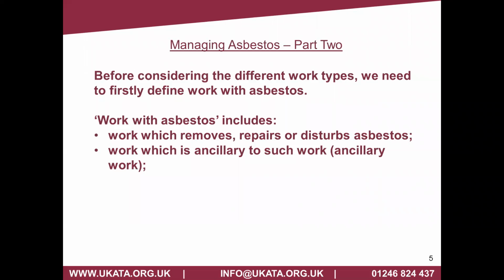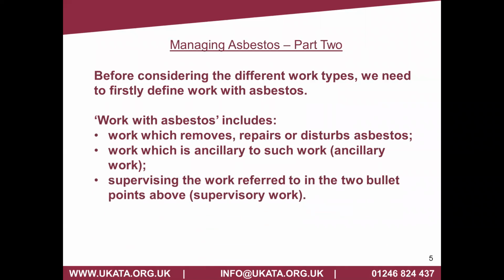There is also a definition of ancillary works. An example of that would be scaffolders. So the scaffolder is working with, say, a licensed contractor, erecting a scaffold to assist in the asbestos removal work. So they would, in some cases, need to have a license to do that type of work. And then the final one on the screen is supervision. So an organisation supervising works also has to have what's called a supervisory license in most cases, and of course supervisory work of asbestos is also classed as working with.